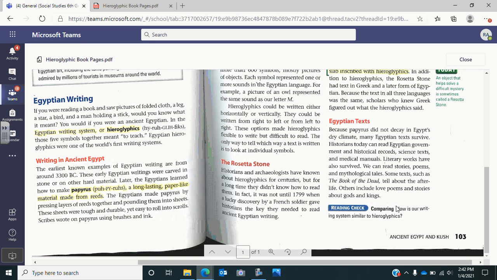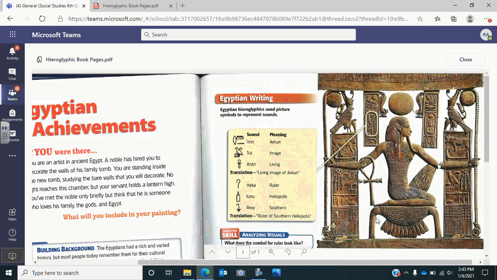So just something to think about here. How is our writing system similar to hieroglyphics? So one way you could think about it is that each of their symbols represents a sound, whereas our letters represent a sound too. So now that we've read the book pages, we're going to go ahead and click close.